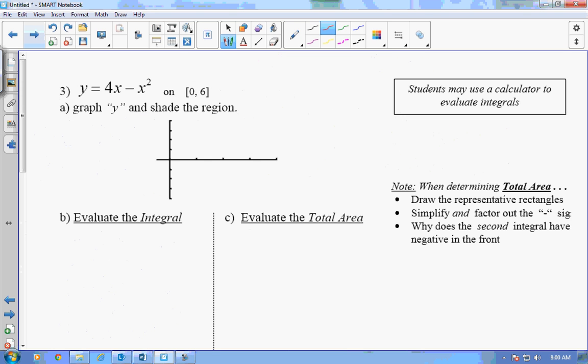Okay, next column, number 3. Graph y and shade the region from 0 to 6, and then we're going to evaluate the integral.